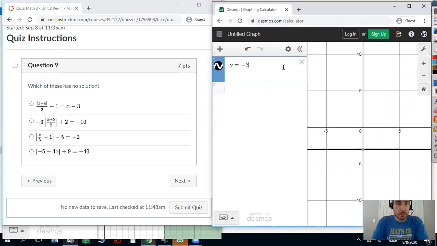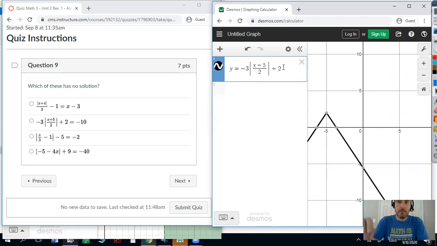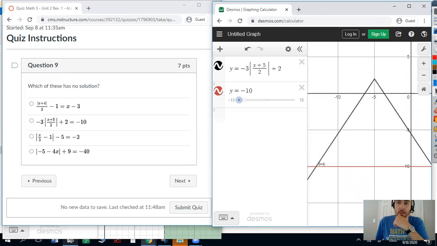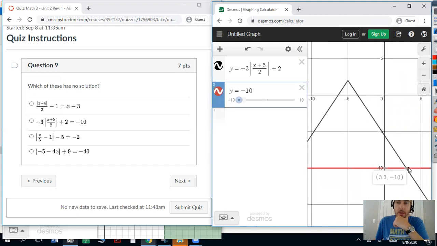Y equals -3 absolute value, x plus 5 over 2, plus 2. And that's a lot to type in. I promise you, if you get lots of practice at it, you'll get fast at typing these in, okay? Well, this one has 2 solutions, -13 and +3. So that's got solutions. Let's look at the third one.